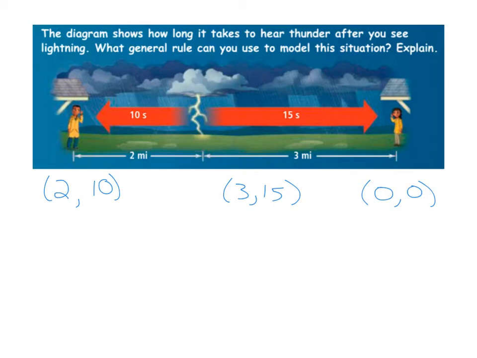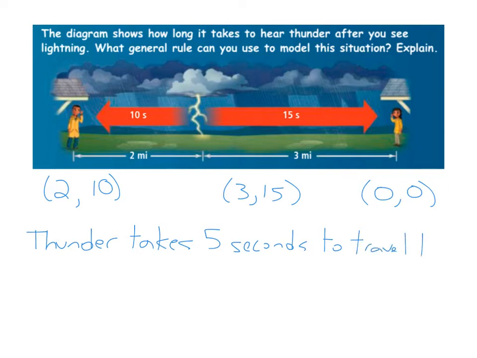Now, what does that mean? How many seconds does it take to go a mile? Well, if it's 2 miles, it takes 10 seconds, and 3 miles takes 15 seconds. You can imagine that it takes thunder 5 seconds to travel 1 mile.